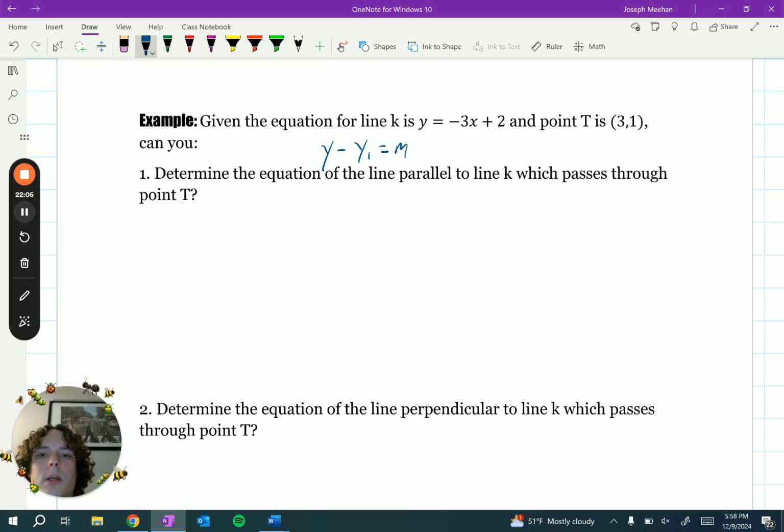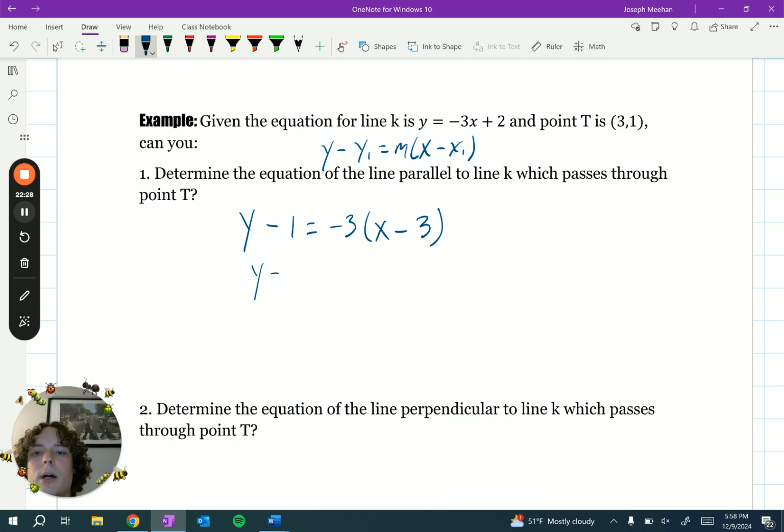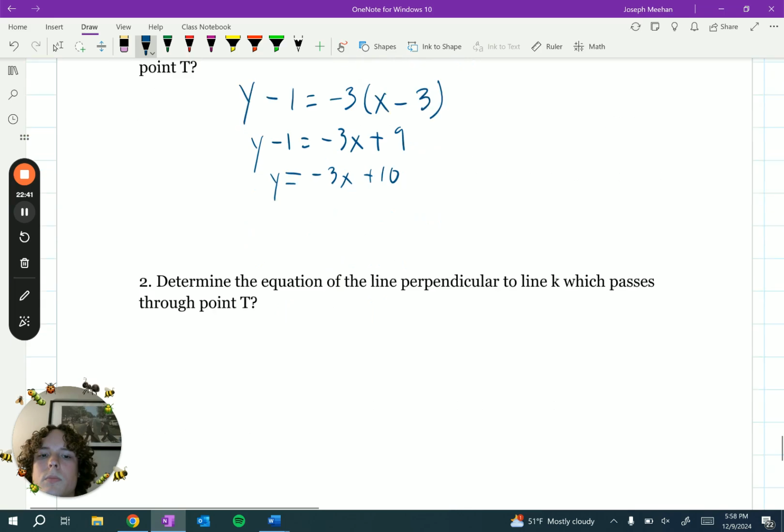The point slope form is y minus y1 equals m times x minus x1. So let's just plug and chug, plug in what we know. We're doing parallel to line K, so that means we're going to be using the same slope as line K. Y1 here is going to be 1. M is the same slope as line K, so -3. And then times x minus x1, which is 3. So then if we wanted to simplify, we'd say y minus 1 equals -3x plus 9. So y equals -3x plus 10.